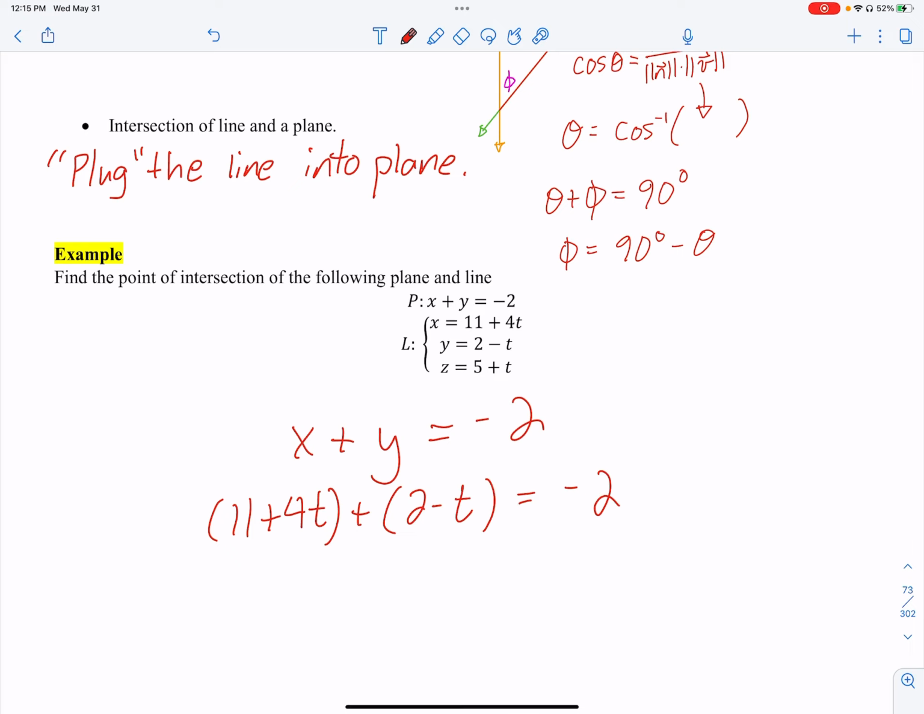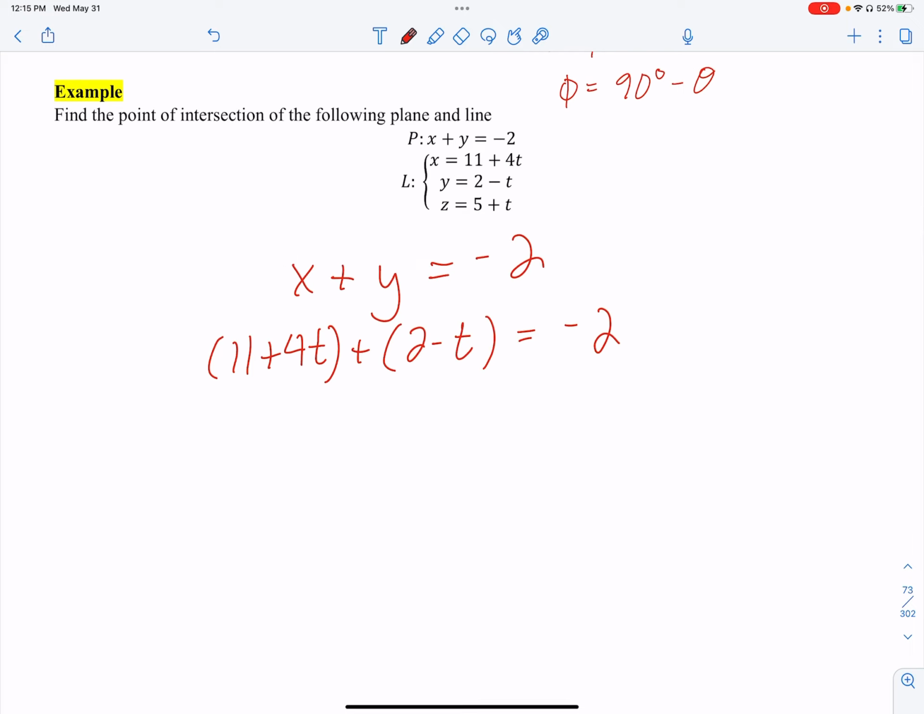It's okay that there's no z. And then now I combine like terms. I got 13 plus 3t equals -2, and I'm just solving for t in this case. I subtract 13, I got -15, which means t is -5. Okay, so that means that they do intersect, and where they intersect is when t equals -5. So all I have to do now is take that and plug it into each component.